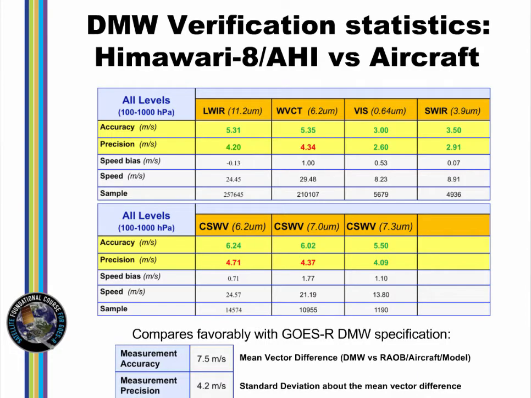Verification statistics are derived from studies that have compared derived motion winds to co-located radiosondes, aircraft data, and model winds. The comparisons on this page are of derived motion winds for long-wave IR, visible, short-wave IR, and water vapor sources compared to aircraft data over ocean areas. The accuracy, that is the mean vector difference between the derived motion wind and the aircraft data, was between 3 and 6 meters per second, while the precision, which is the standard deviation about the mean vector difference, varied from 2.6 to 4.7 meters per second.